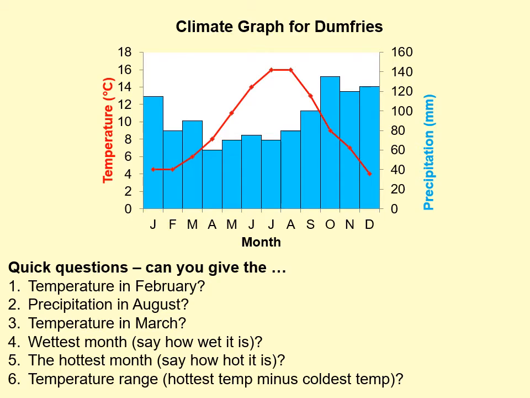Okay, last question. What was the temperature range? So we're remembering here that the temperature range is the difference between the hottest and the coldest temperature. So we take away the coldest temperature from the hottest temperature, and you should have got then 16 minus 4, which gives us an answer of 12 degrees Celsius.